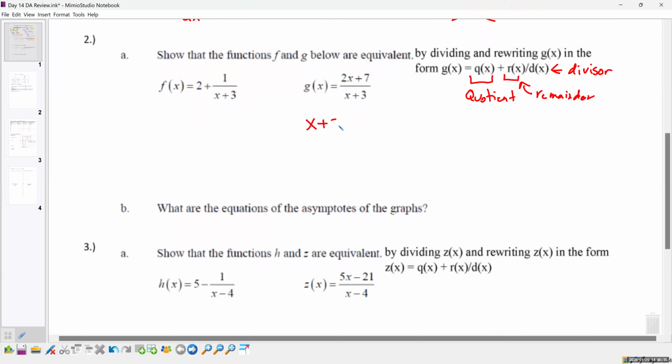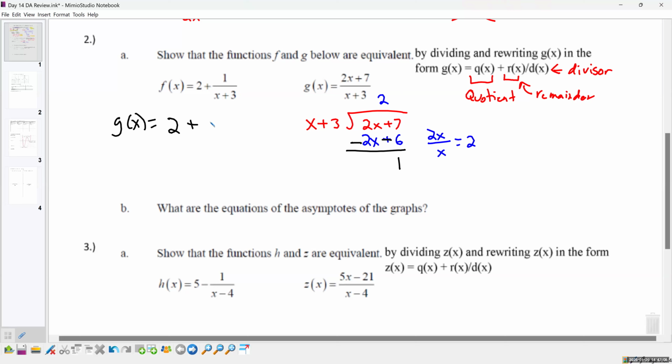And I'm going to divide x plus 3 into 2x plus 7. So the first thing I'm going to do is have a division thought. 2x divided by x is just 2. Multiply back, I get 2x, and then 2 times 3 is 6. I'm going to subtract and bring down. So I'm going to change the signs here. These go away, and 7 minus 6 is 1, and that is my remainder. So I can rewrite this as g of x equals quotient plus remainder over divisor.